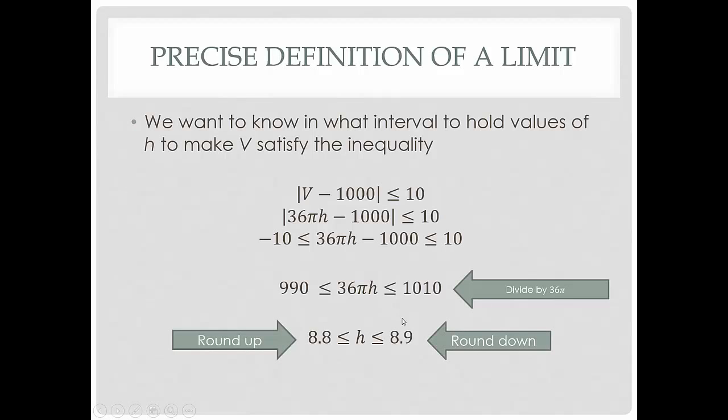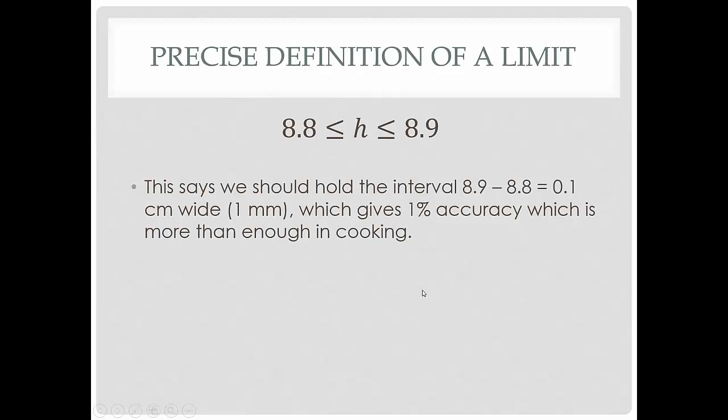Now it would make sense that if I'm a little bit below, to round this one up, and if I'm a little bit above, to round this one down, because it would shrink our interval even closer together. So basically this just says we should hold the interval, this 8.9 minus 8.8, which gives us 0.1 centimeters wide. Guess what? That's 1 millimeter, which is the reason that your measuring cups have stripes about 1 millimeter apart, because this gives a 1% accuracy, which is more than enough in cooking.